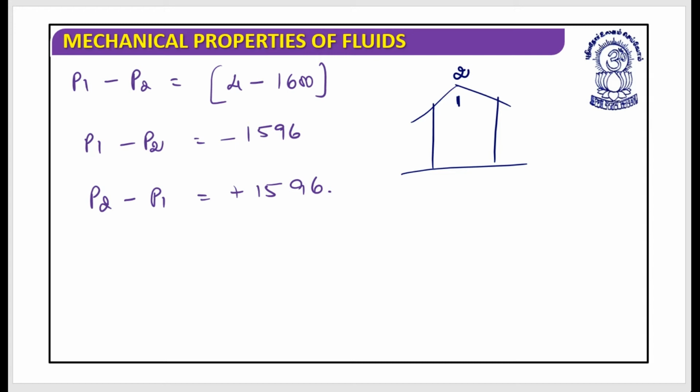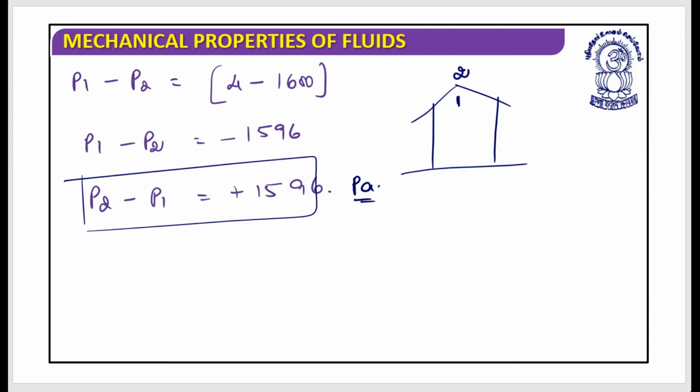Is it clear? Are you sure? This is the pressure difference between two points of a roof. So can you do this kind of question? P plus half rho v square is equal to constant. I hope this is clear, and this has very good applications.